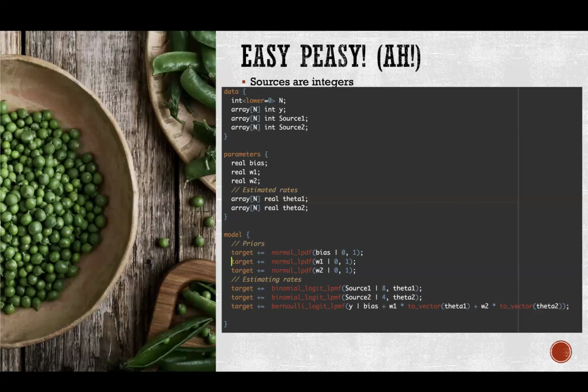We just tell it, take the array and transform it into a vector, plus weight 2 times the theta 2 transformed into a vector. Does that make sense? So we're replacing source 1 and source 2 with the theta that we estimated in the line immediately before. Does that make sense?